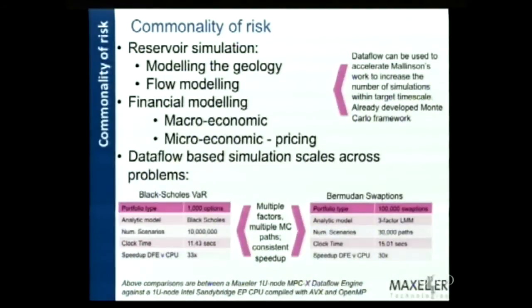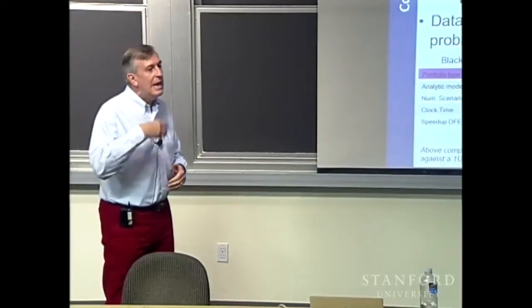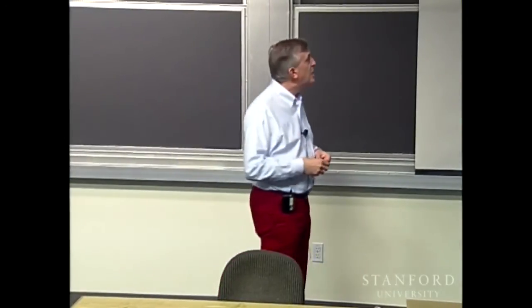So, commonality of risk. Well, we've spoken a little bit about geophysics, financial modeling, etc. But what's interesting is the data flow-based simulation scales across problems. And I've just taken two examples here, which do illustrate the point. We can do Black-Scholes. I mean, okay, people say Black-Scholes isn't used. Well, turns out the exchanges use Black-Scholes. If you take the CME, they've got about 45 million live trades, of which about 30 million are options, and most of those are Black-Scholes. So in any one time period, they're revaluing those and looking at the risk in a very large number of cases, pretty much all the time.